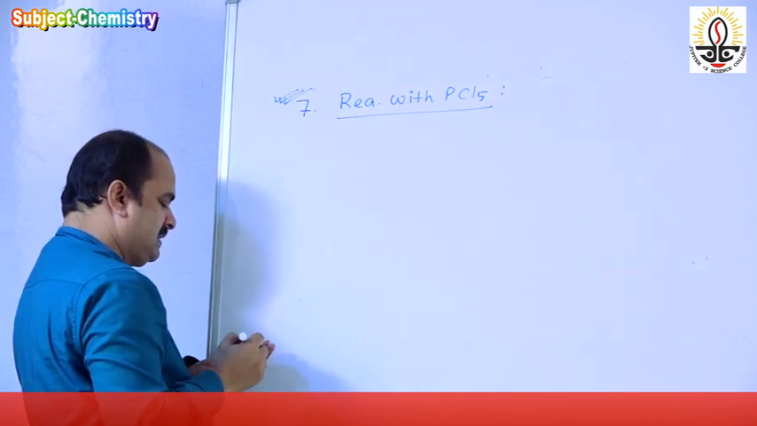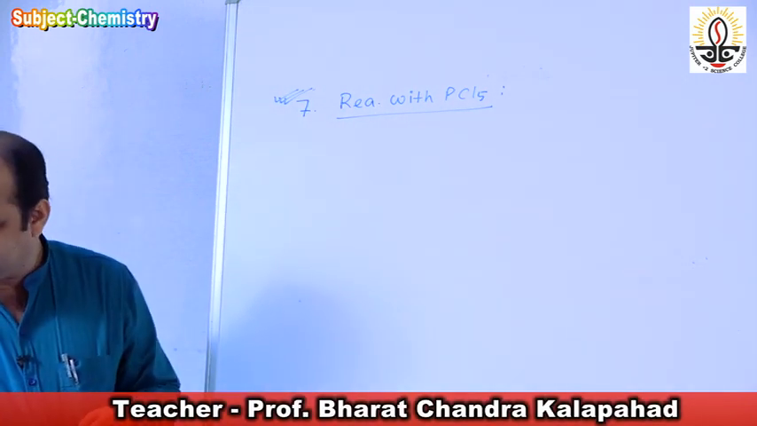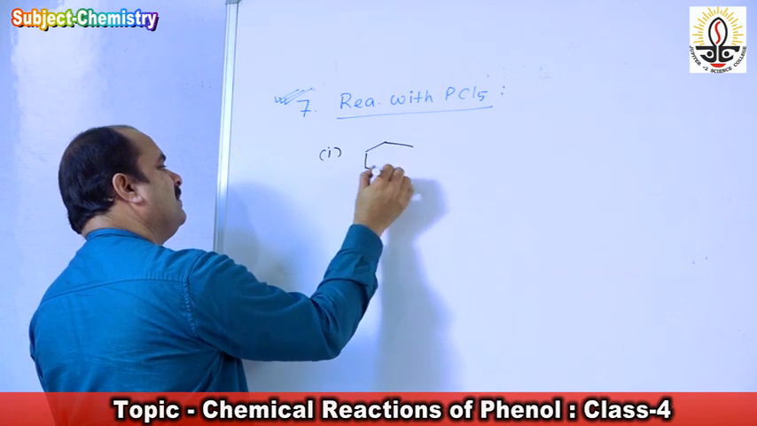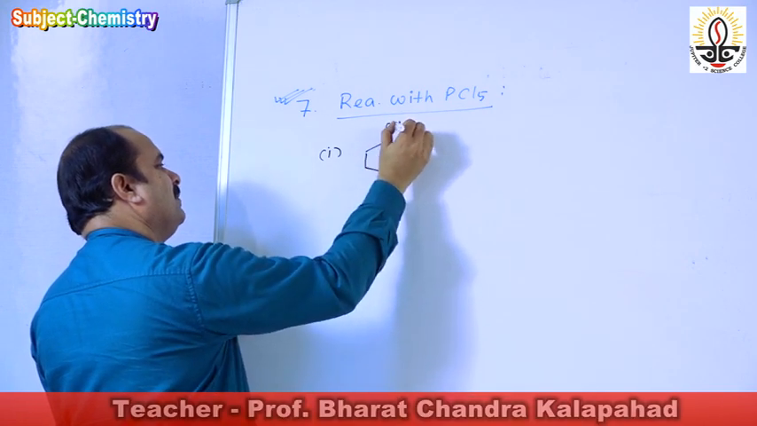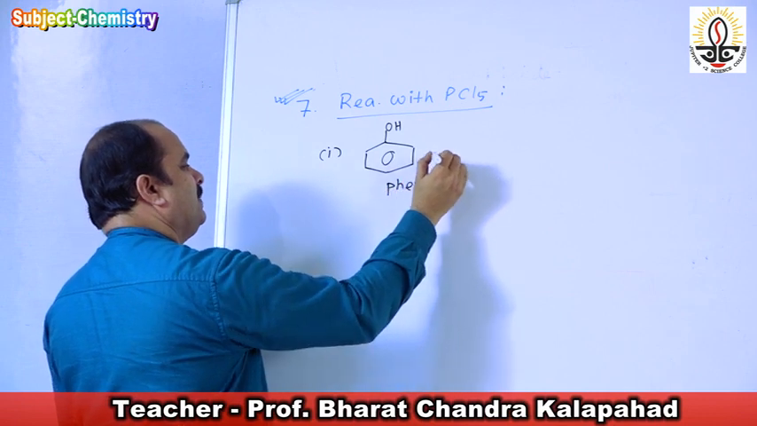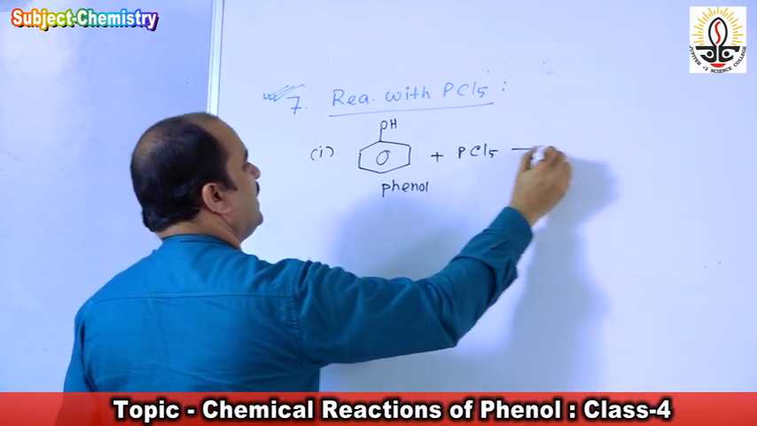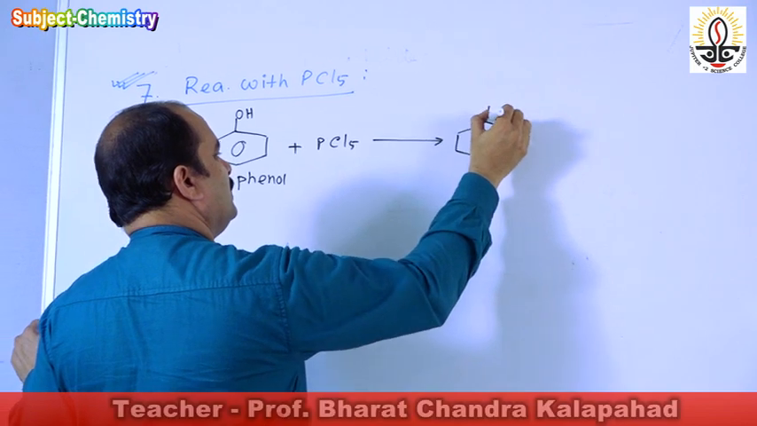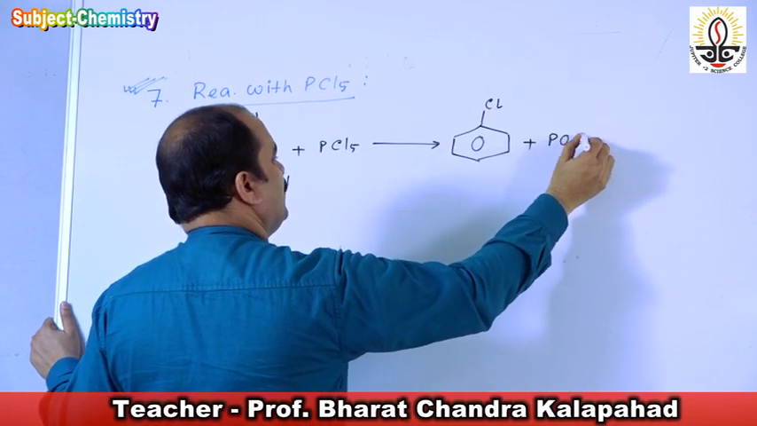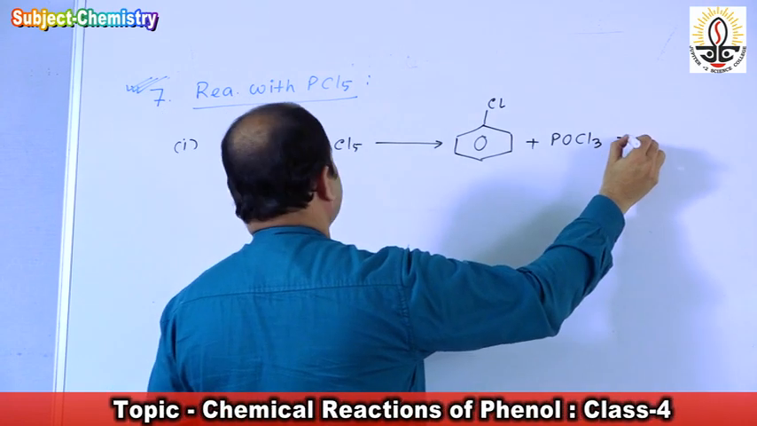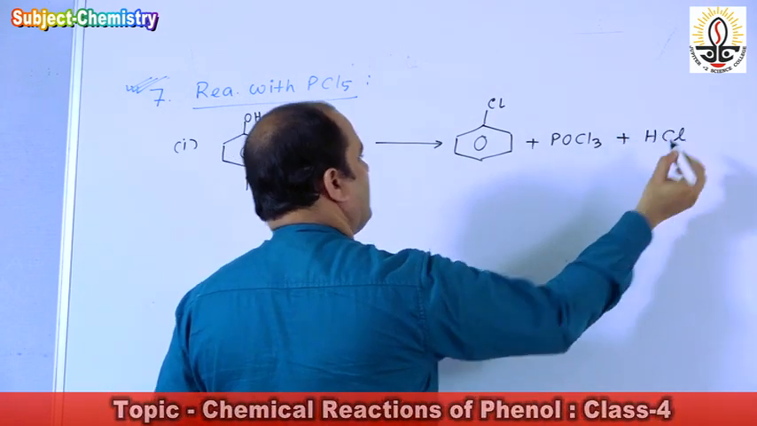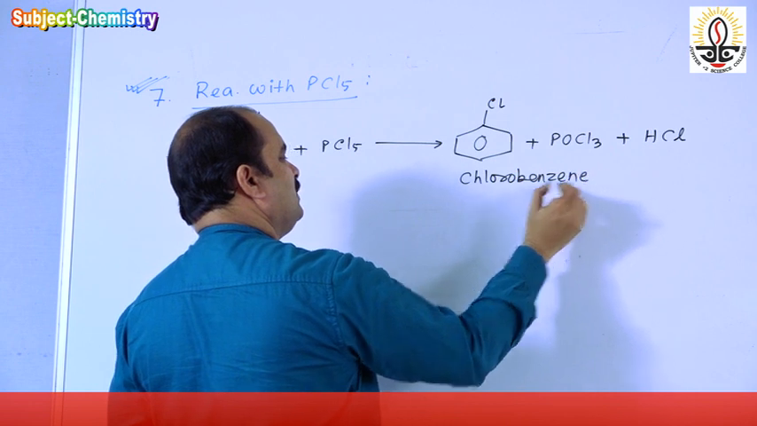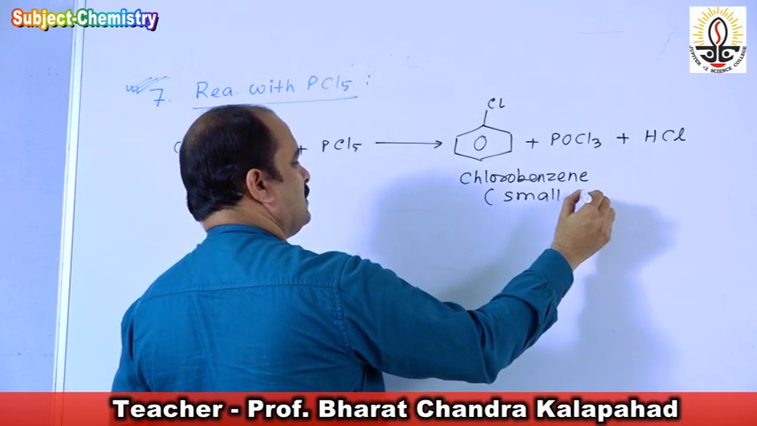It was asked in the entrance examination. What happens when phenol reacts with PCl5? It gives a small amount of chlorobenzene, plus POCl3, phosphoryl chloride, plus HCl as the byproduct. A small amount of chlorobenzene is formed.